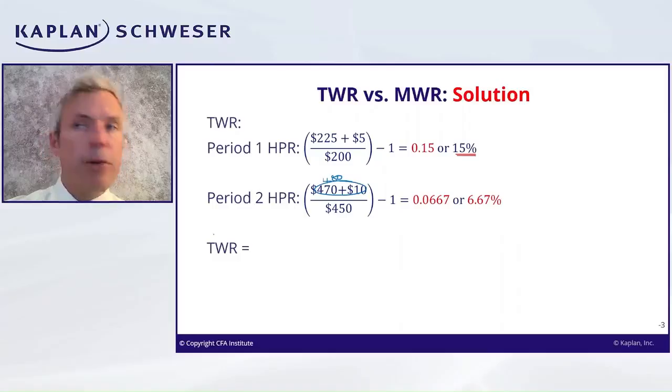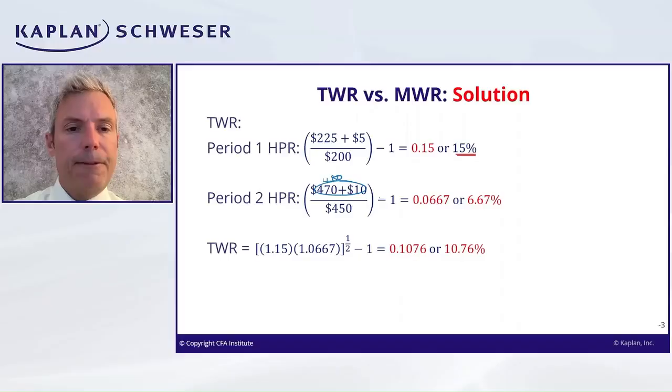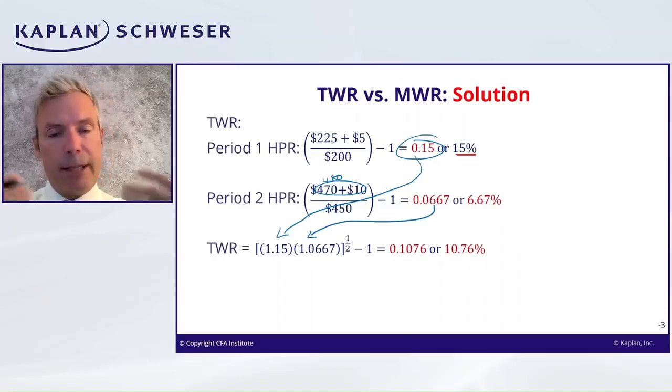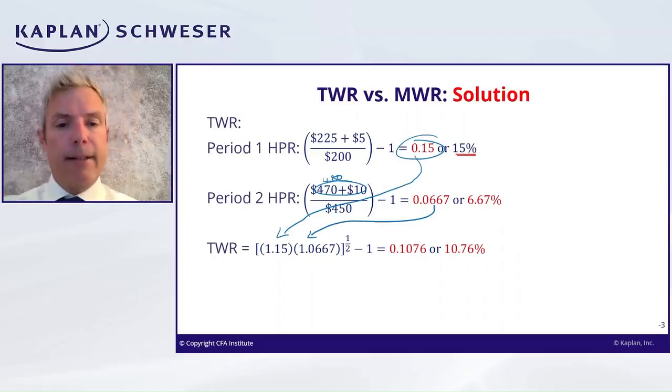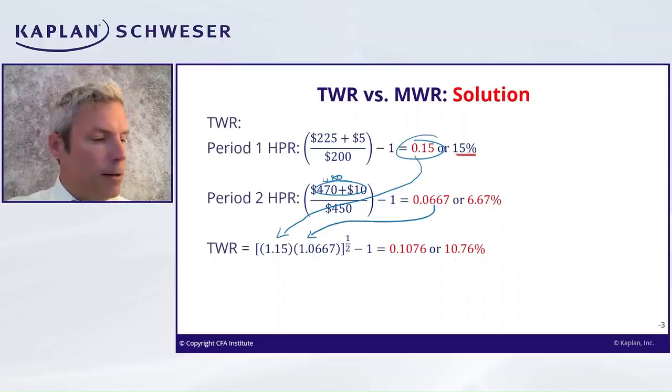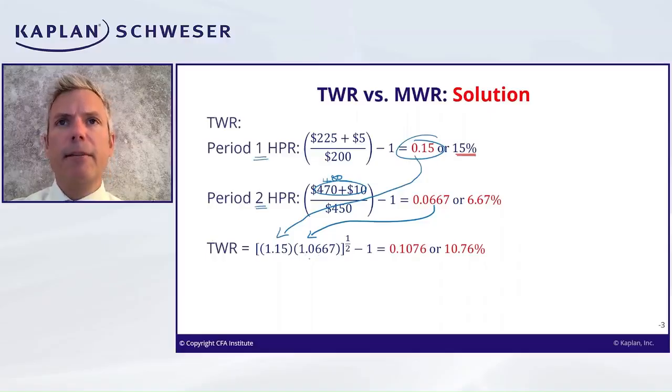So the annual TWR here is nothing more sinister than combining a return of 15%, so that's 1.15, and a return of 6.67%, so that's 1.0667. When I say combining, I mean geometrically compounding. And then we're going to power this to 1 over n, where n is the number of periods. There's only 2 years that we span across here, or 2 periods. So a periodic TWR is the square root essentially. You know, the power of a half is the same as the square root.